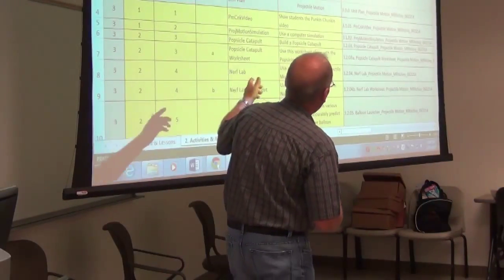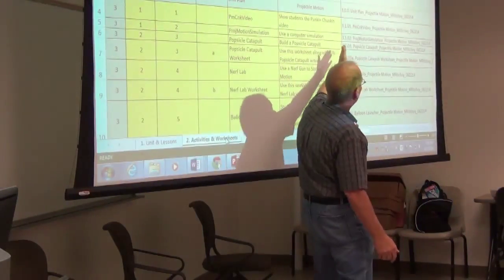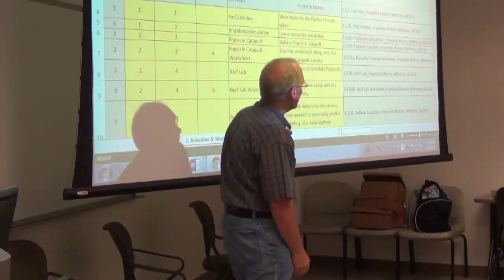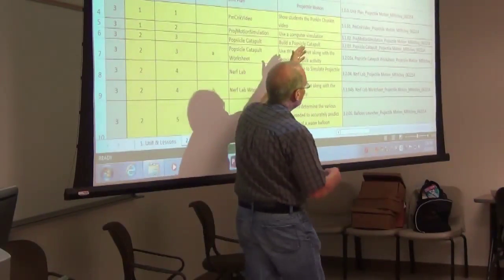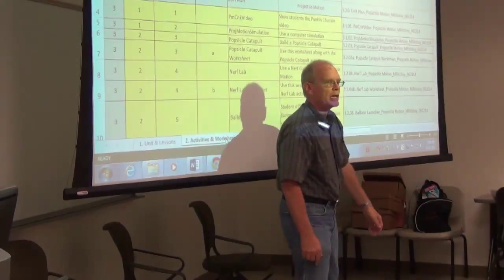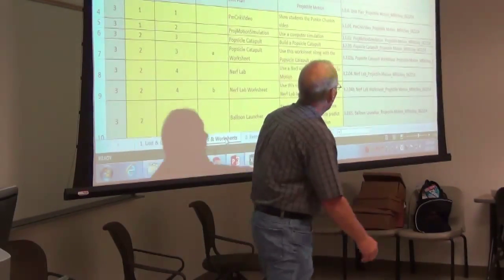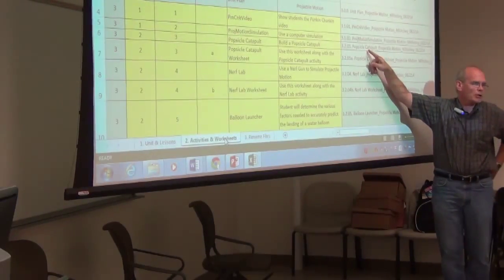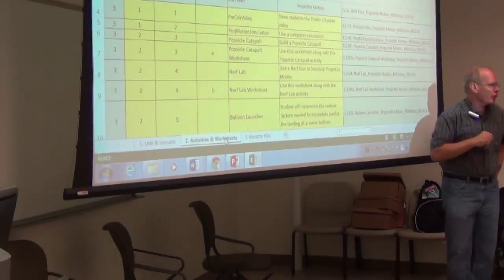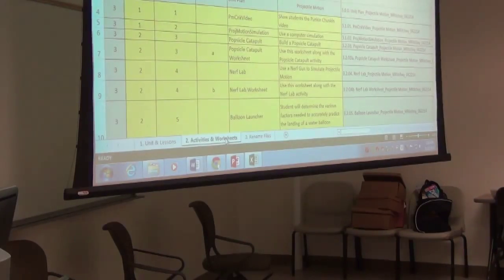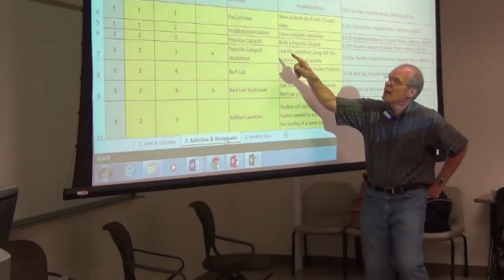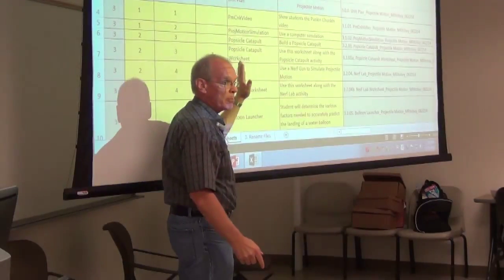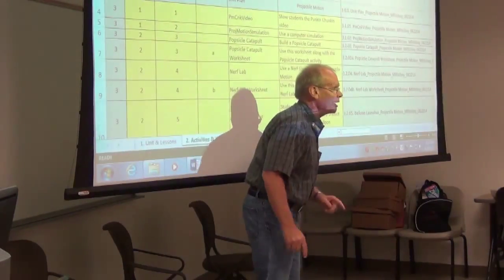And notice over here, this is the file name it's going to create. Before you generate it, you should look at that and see if it makes sense. Now right here it says Popsicle Catapult. Where did that come from? Over here. Now, it's important. This column is very important because it becomes part of the file name.